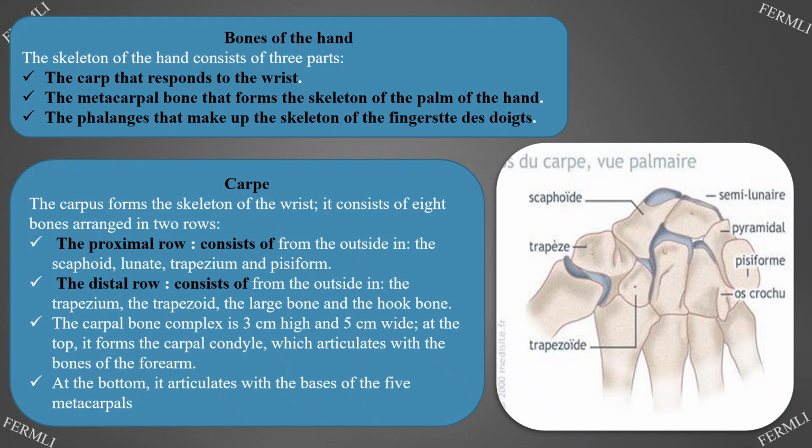Carpus. The carpus forms the skeleton of the wrist. It consists of 8 bones arranged in 2 rows. The proximal row consists of, from the outside in, the scaphoid, lunate, triquetrum and pisiform. The distal row consists of, from the outside in, the trapezium, the trapezoid, the capitate and the hamate. The carpal bone complex is 3 cm high and 5 cm wide. At the top, it forms the carpal condyle, which articulates with the bones of the forearm. At the bottom, it articulates with the bases of the 5 metacarpals.